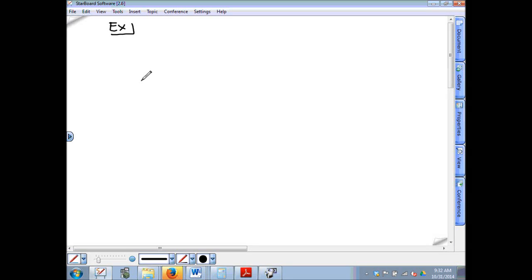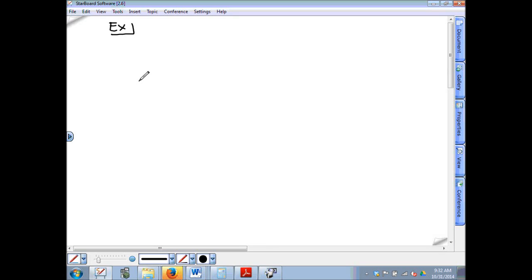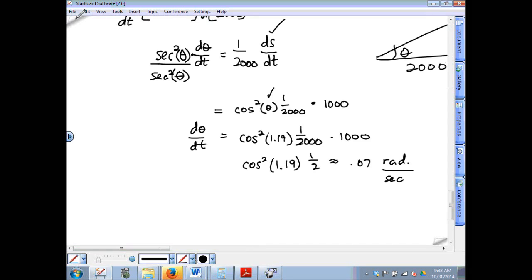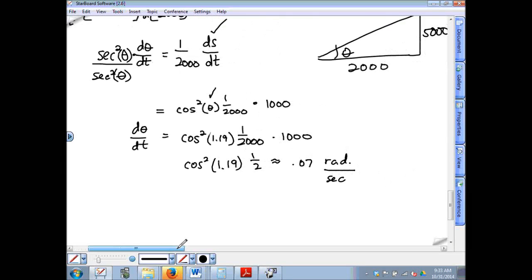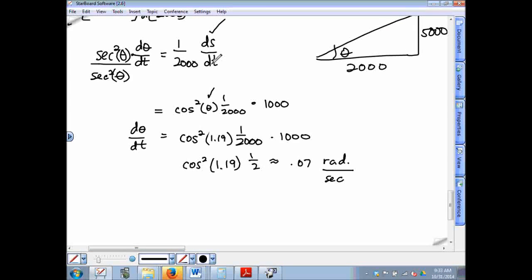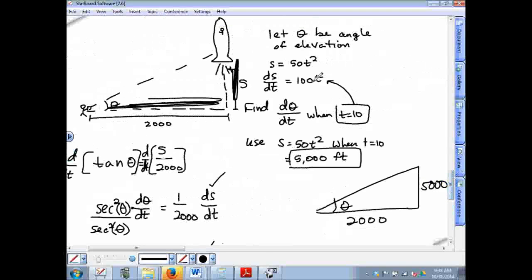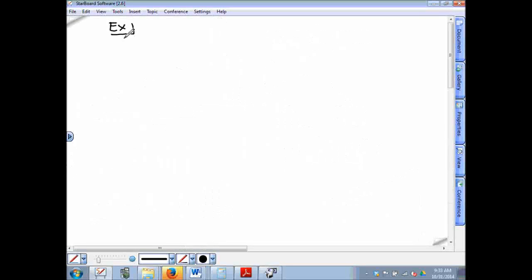Focus, focus, focus, you guys. These are not the easiest of problems. They sure seem easier when somebody else is doing them for you, but when you have to do this on your own, they aren't easy. So focus. Now you understand why the error scares me. It's ds/dt. It's 100t, and then time is 10 seconds. All right, here we go.